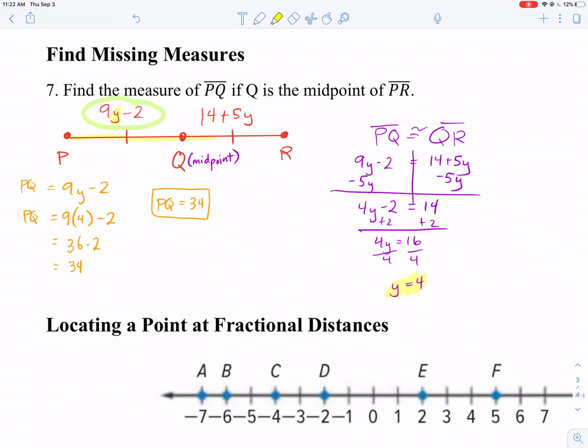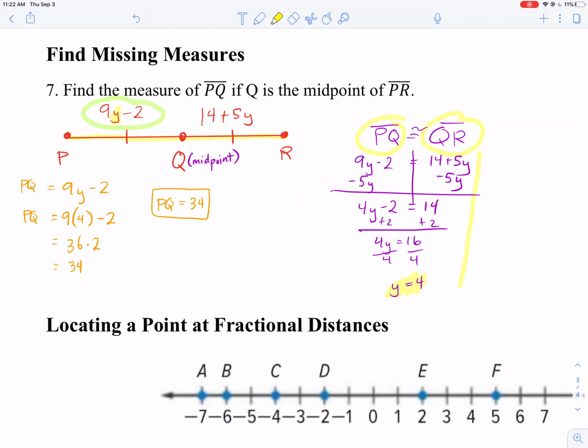I drew my segment PR. I drew Q as my midpoint, and then I drew my tick marks just to signify that it is the midpoint, signifying that PQ is congruent to QR. So I'm going to give you the information that PQ is 9y minus 2, and QR is 14 plus 5y. Because I know those two pieces of information, I'm able to set them equivalent, and I do the algebra here, and we find out that y equals 4.